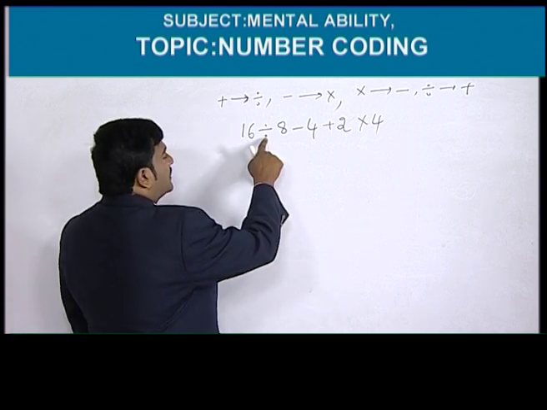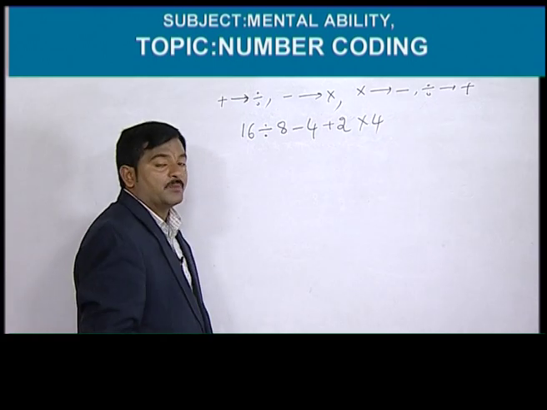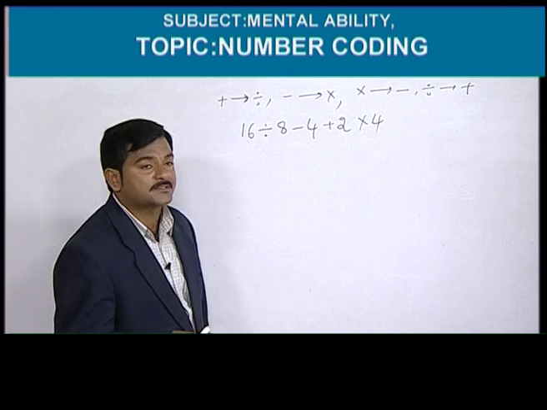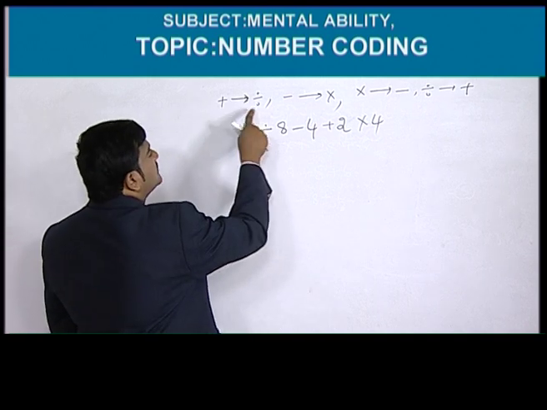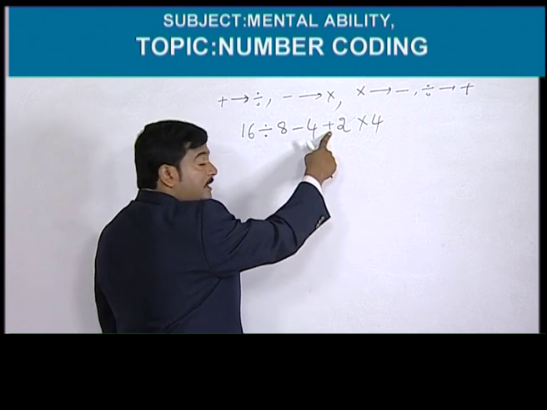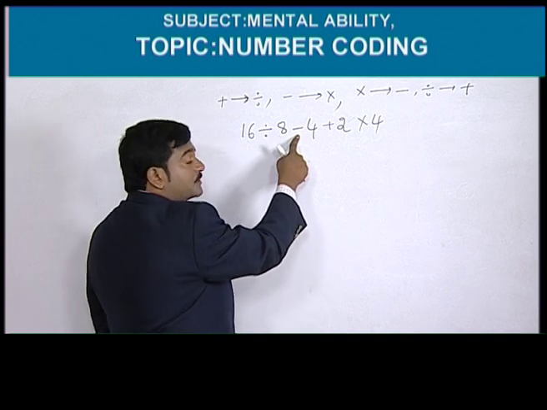Usually, see, divided by, minus, plus, into is there. You should not apply the BODMAS rule here directly because he asked to change the signs. What does it mean? Plus means divided by. Instead of plus, I have to take divided by. Minus means into. Instead of minus, I should take into.